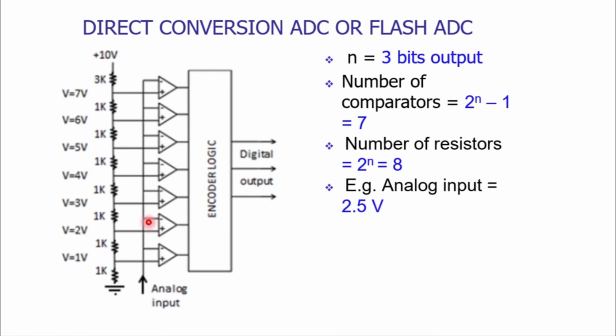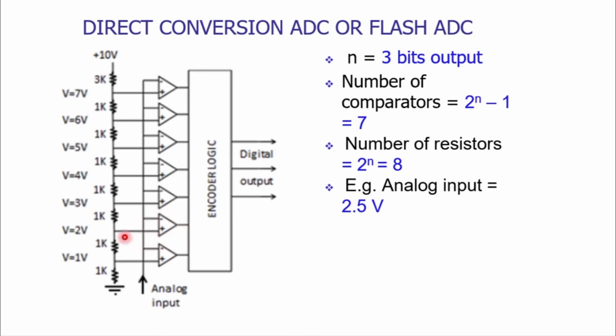At the inverting terminal of the second comparator, the input of 2.5 volts is given. Its reference voltage is 2 volts. So 2.5 volts is more than the reference voltage of 2 volts. Then here as well we are getting the output as high level 1. So this comparator is giving output 1, and the first comparator is also giving output 1.